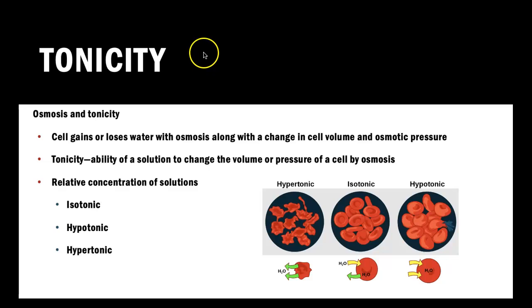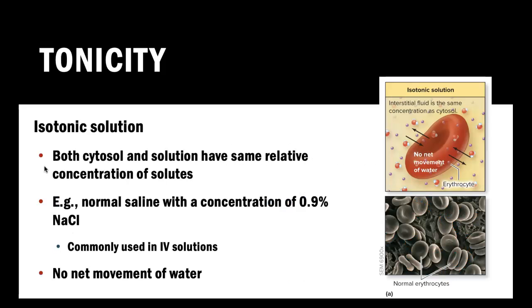Now let's switch gears and talk about tonicity. So this holds hands with osmosis because we will see the water shifting in and out of our cells depending on the conditions. We are going to look at the change in cell volume and the osmotic pressure here. So when we use the term tonicity, it's the ability of a solution to change the volume or pressure of a cell by osmosis. So let's go through each of these solutions: an isotonic solution, hypotonic solution, and a hypertonic solution. First is that isotonic solution.